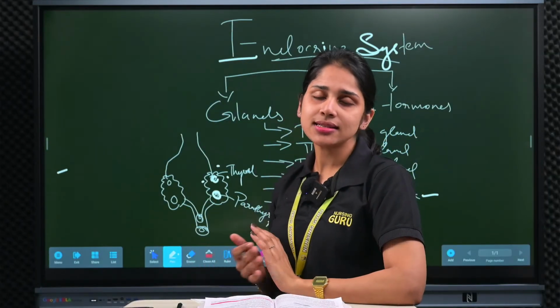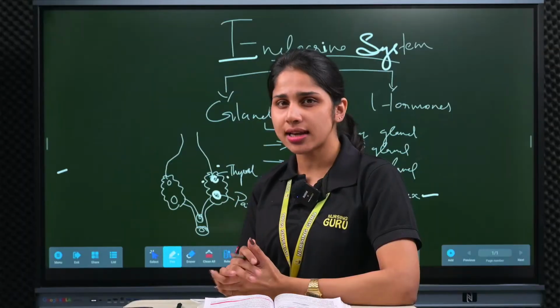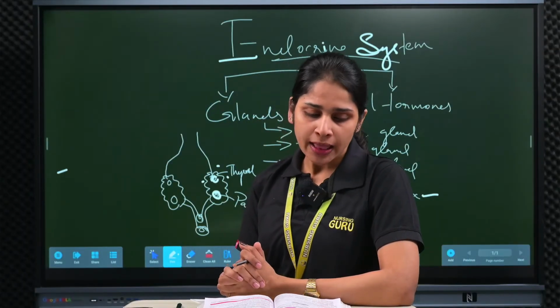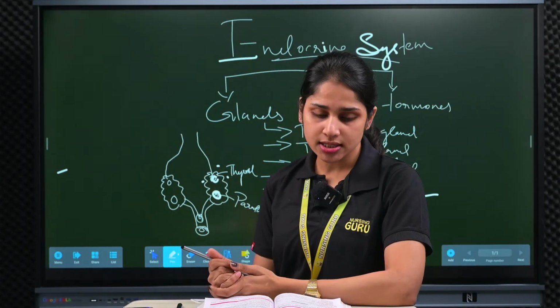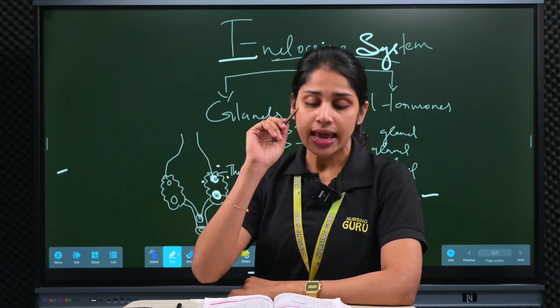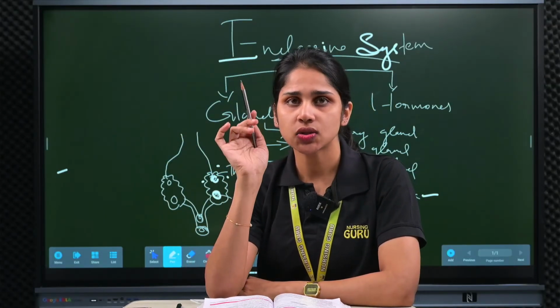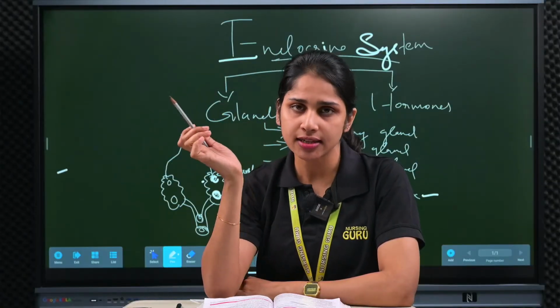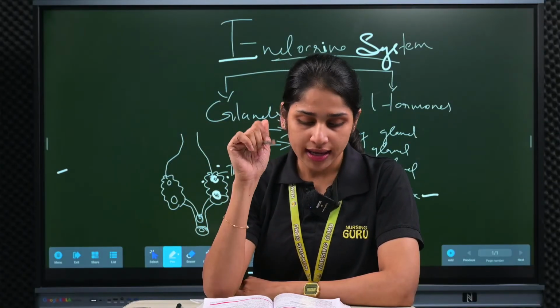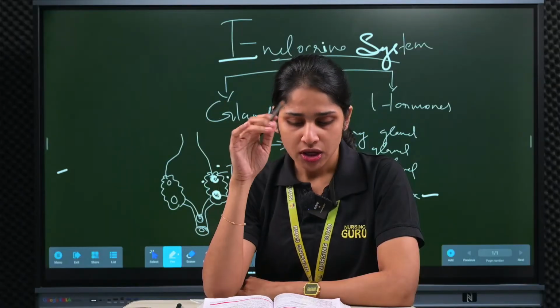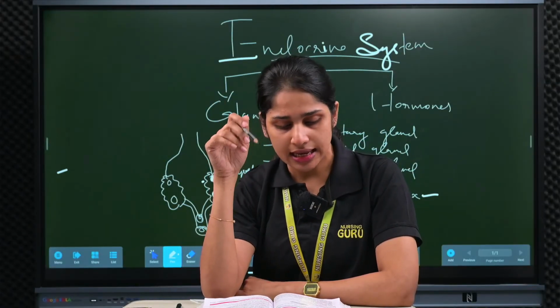Structurally, it is in a triangle shape. The adrenal glands are positioned on the anterior portion of the kidney, in the upper portion of the kidney. It is divided mainly into two parts, the adrenal cortex and the adrenal medulla.